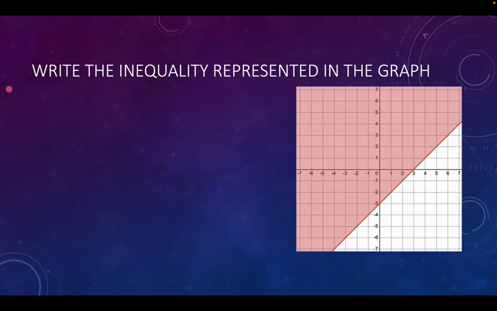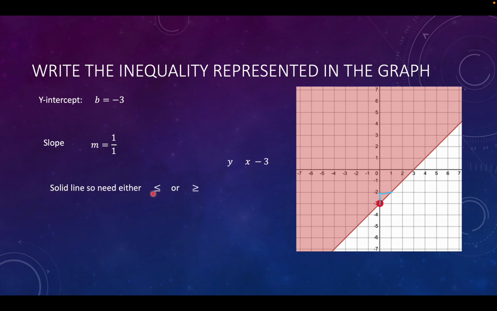Write the inequality represented in the graph. Let's pick out the y-intercept. So if we go to the graph, we're looking for where it crosses the y-axis. Looks like it's right here at negative 3. From here, we can count our slope. Looks like we go up 1 and over 1. So slope is 1 over 1. So this is what we have so far. We have y. We don't have an equal sign or inequality yet. And we have x minus 3 because our slope is 1 and our y-intercept is negative 3.